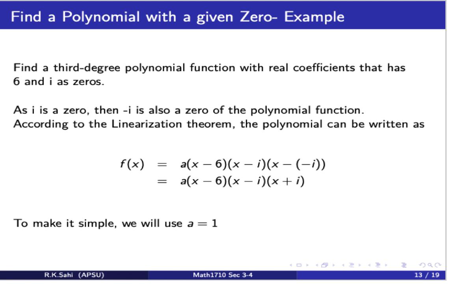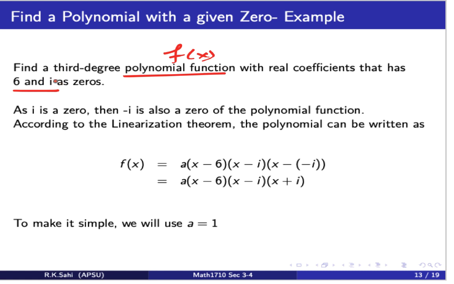Okay, now what we're going to practice is we're going to actually write down a polynomial function. We will be given the zeros, and we would like to know what polynomial corresponds to that. So let's look at this first example. It says find a third degree polynomial function with real coefficients which has 6 and i as zeros. Let's assume the polynomial function is f of x. Now it's a third degree polynomial. Remember, if it is a third degree polynomial, that means it will have 3 solutions. Very important.